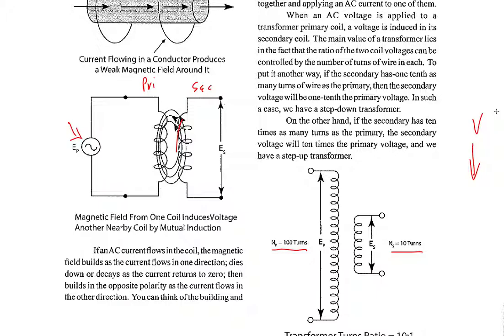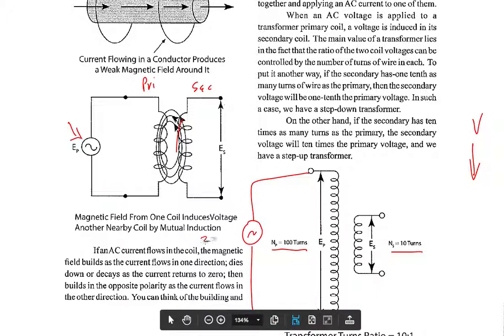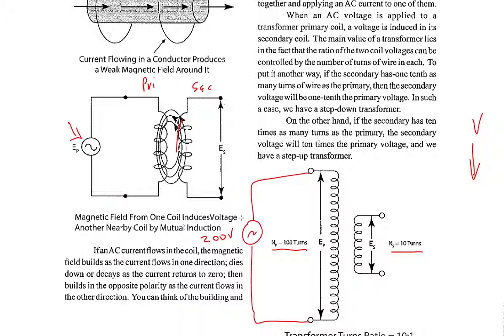The way it does that is, I always like to think about the volts per turn in a transformer. We've got 100 turns in this primary coil, and say we make a circuit here and apply a voltage of 200 volts. If there are 100 turns and 200 volts, then the volts per turn is equal to 200 volts over 100 turns. So that's 2 volts per turn.